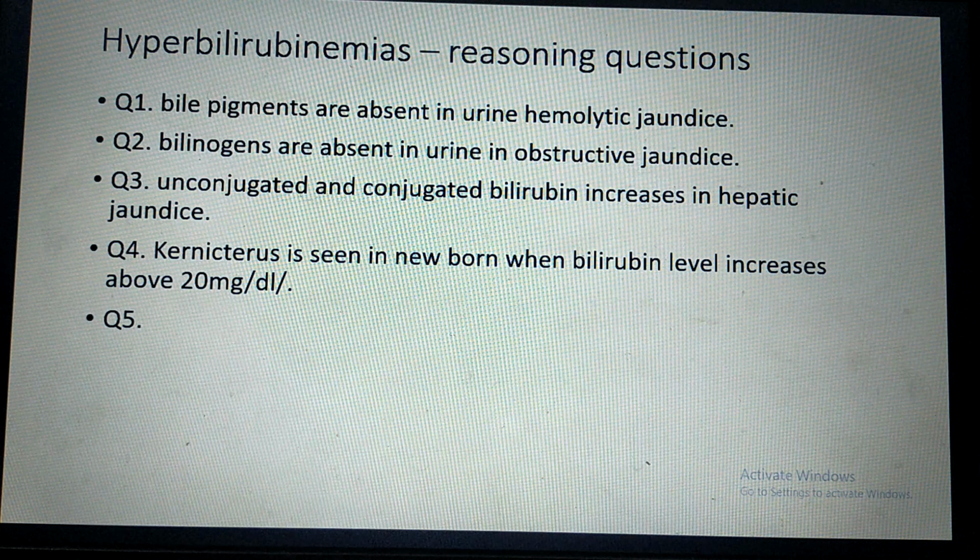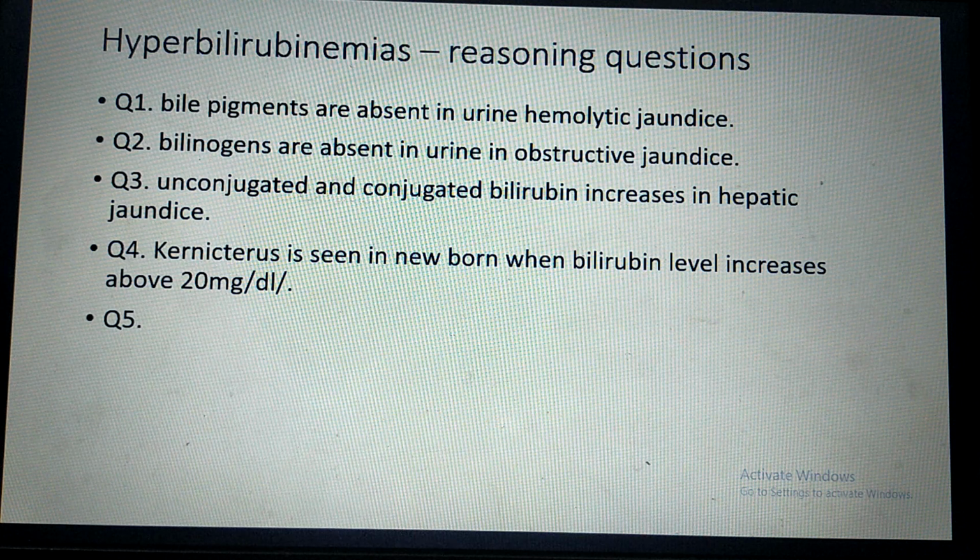Next reasoning question is, bilinogens are absent in urine in obstructive jaundice. In obstructive jaundice, as we have just studied, due to obstruction, bile does not enter into the intestine. As there is obstruction to the flow of bile, conjugated bilirubin does not reach the intestine, and bilinogens are not formed. As bilinogens are not formed, there is absence of urobilinogen in the urine.